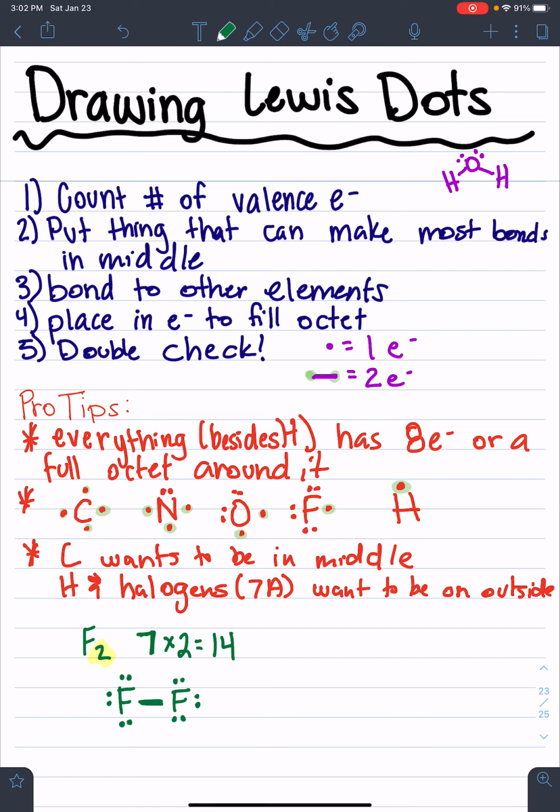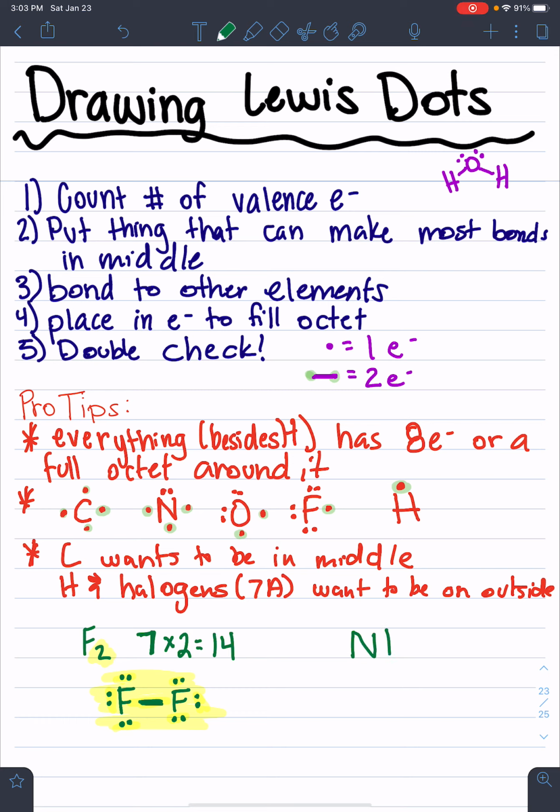Right, good. So let's see if we used 14 valence electrons like we were supposed to. We have 2, 4, 6, 8, 10, 12, 14. So we've used 14 valence electrons. This down here is the Lewis dot structure for F2. That's what it looks like. All right, let's move on to our next one, and let's see if we can follow our rules and figure this one out.